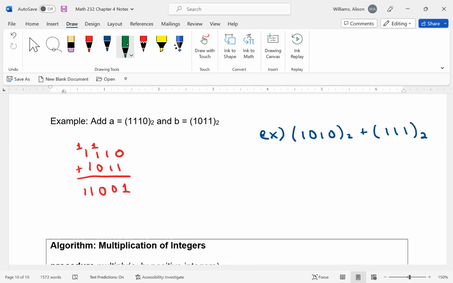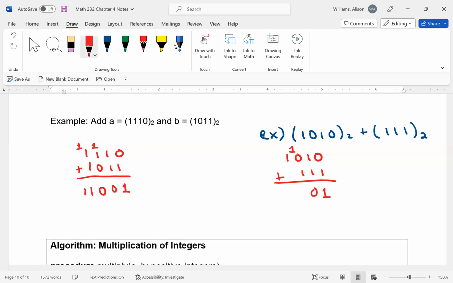Okay, so let's add these two numbers up. So 1, 0, 1, 0, and 1, 1, 1. Every time we add 0 and 1, no problem. I get a 1, not an issue. When I add 1s together and get 2, that's a problem. It becomes 10 because 2 divided by 2 is 1 with a remainder of 0. All right, again, we carry the 1 here.